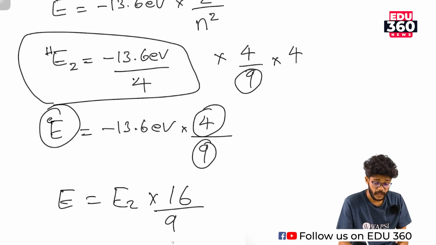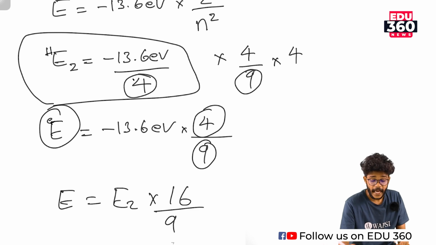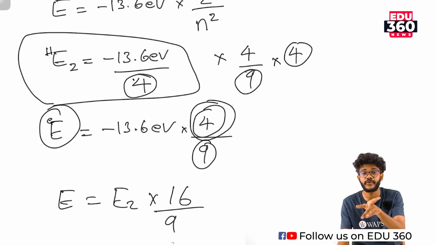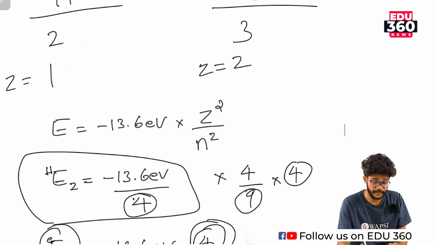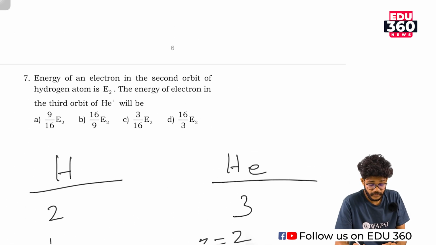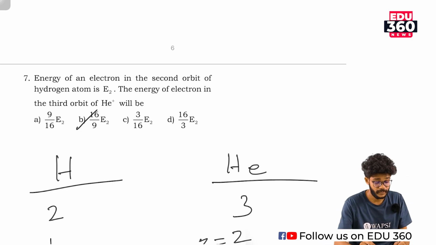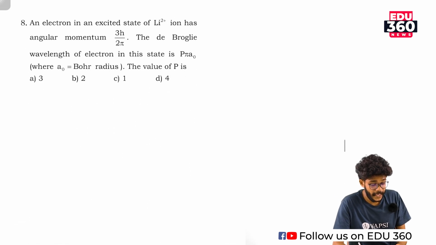So what is the reason? The first 4 will cancel out this 4 and the second 4 will give contribution to this 4. So total 4 into 4, 16 divided by 9. So E is equal to E2 into 16 by 9. 16 by 9 is option B, the correct answer for the 7th question. Okay, so we can move to the 8th question.